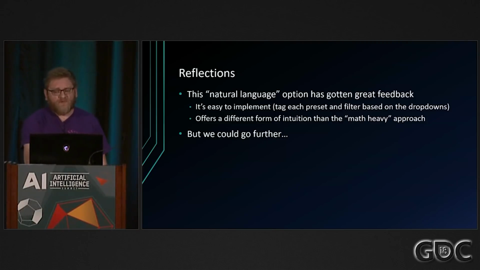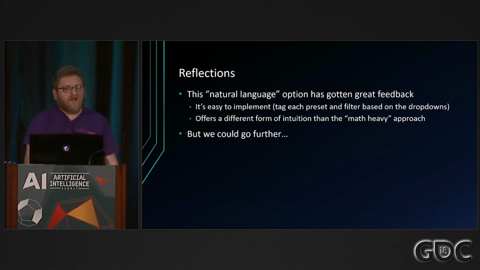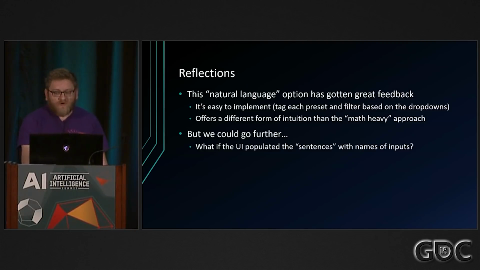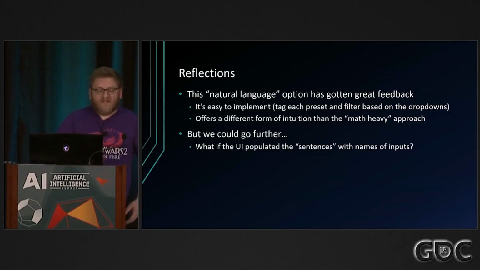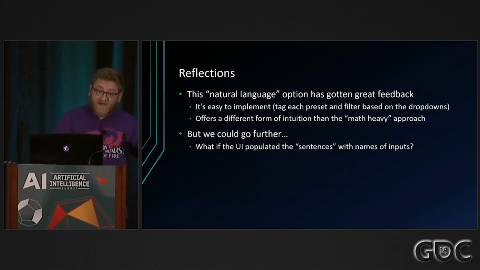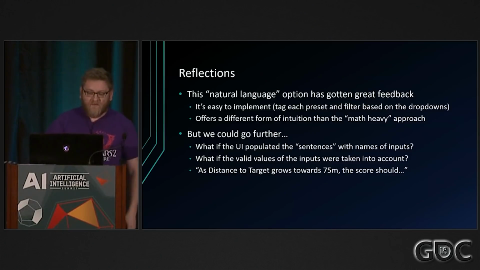Now, I think we can go further than this. You'll notice that in the screenshots, there was this notion of as the input grows towards 1. I'm not totally happy with that. I would like the UI to say something more relevant, like as the input, which actually is distance, grows towards the upper end of the range, which is 75 meters, then I should get something that says, as distance to target grows towards 75 meters, the score should, and then the designer fills in the blank. So that's kind of an idea of where I'm going with all this.